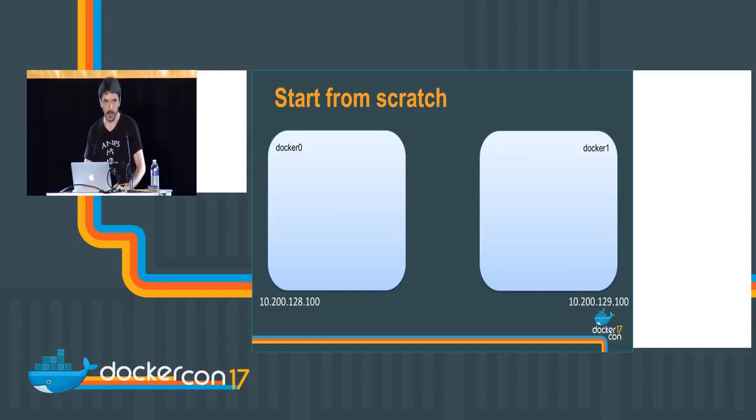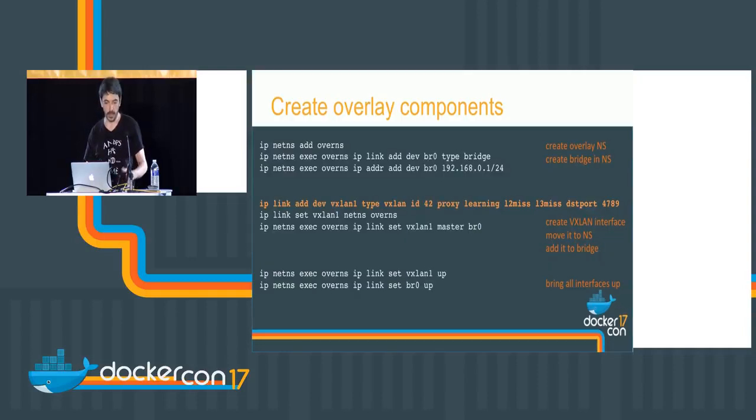So what we're going to do now is build the main overlay components. To do this, we're going to use this set of commands. It looks kind of big, but it's not that complicated. The first command is creating a network namespace. Okay, so netns add is creating a network namespace. Then I'm going to create a bridge, put it inside this namespace, and configure it with an IP address and a range. So that's the first part.